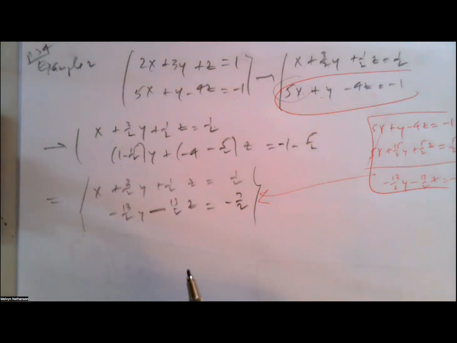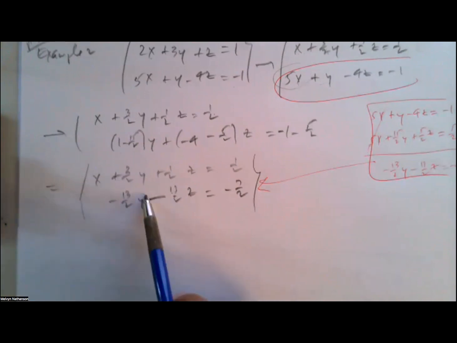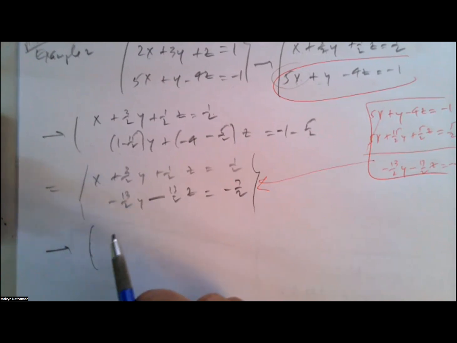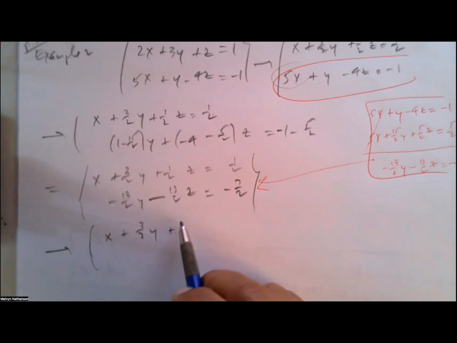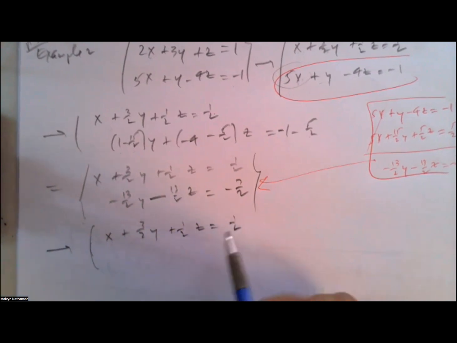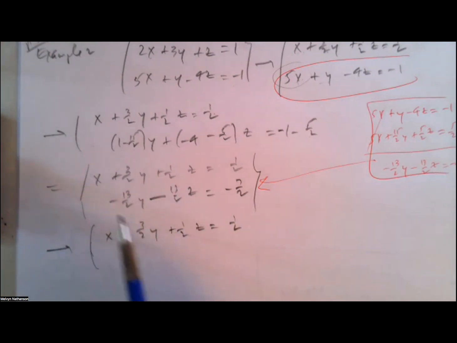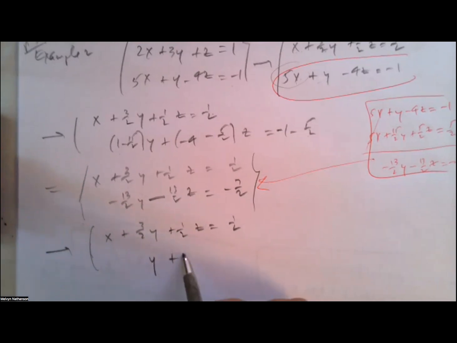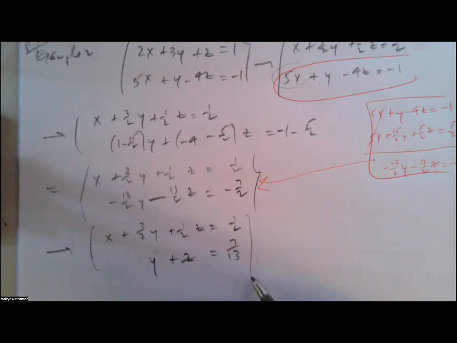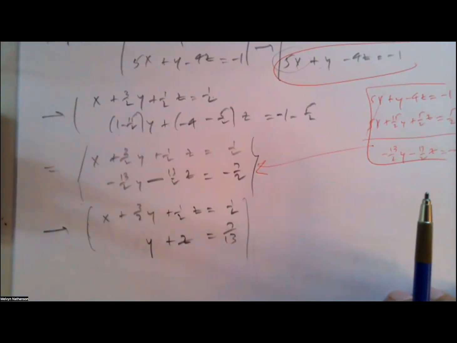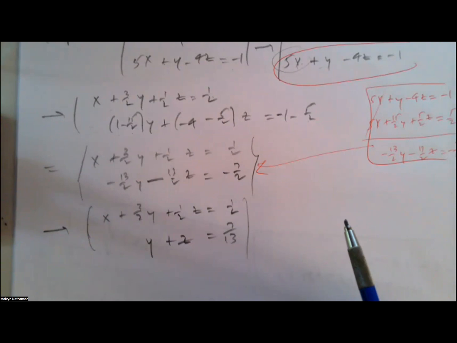And then I want to get this y to have a coefficient of 1. So I'm not going to change the first equation now. This is still x plus 3/2 y plus 1/2 z equals 1/2. But I'm going to multiply the second equation by minus 2/13. And that gives me y plus z equals 7/13. So this is already looking simpler, and I eliminated the x from the second equation.